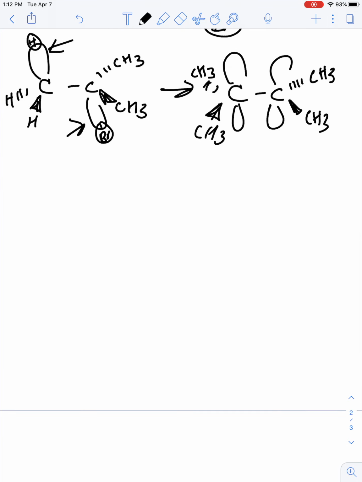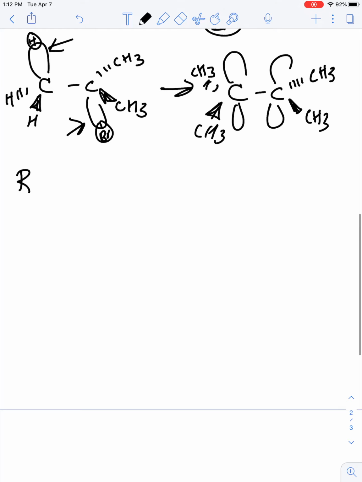Just because, again, E2 is a one-step process. So in the reaction, the two sp3 orbitals are going to rehybridize at the same time, and they will become those p orbitals of that new pi bond. So when we look at the rate equation for an E2 reaction, I'm hoping that you guys are kind of already thinking around this process. So we know it's a single step.